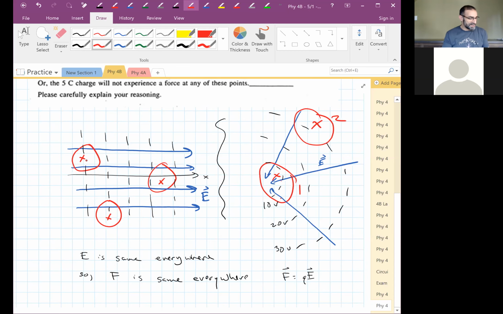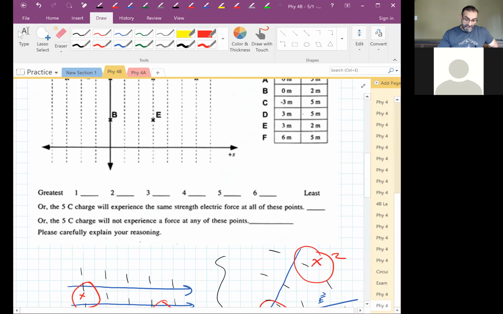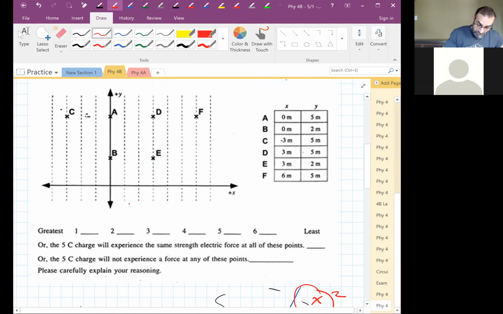Now let's get into electric potential. So next question is, if the equipotential lines are spaced 1 meter apart, find the value of each equipotential line. They shouldn't call them lines, they're surfaces, but that's okay. Each surface. You need to see the picture again. They are separated by 1 meter.